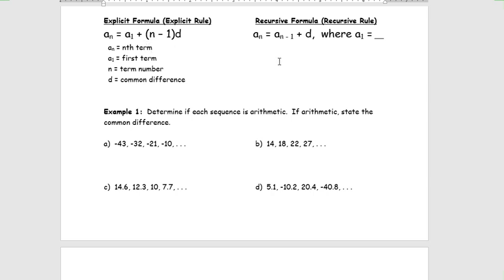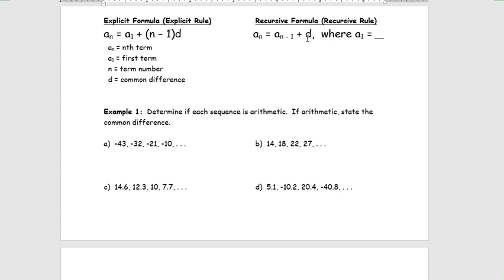All right, and we could also write a recursive formula or recursive rule. That means the same thing. And here it is: a sub n equals a sub n minus 1 plus d, where a sub 1 equals blank. Whatever the sequence you're dealing with, you will specify the first term. This a sub n minus 1 just means the previous term. So the recursive formula gives you a certain term number based off the previous term plus the common difference.